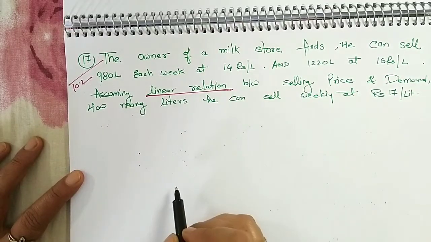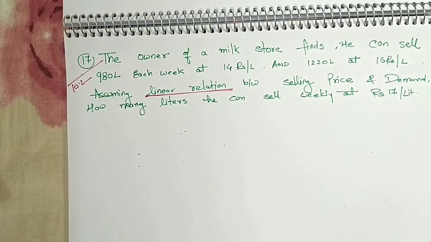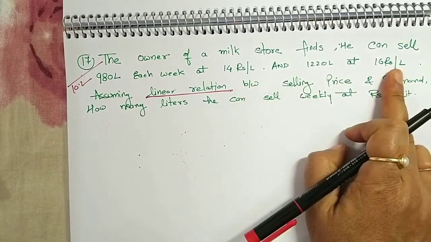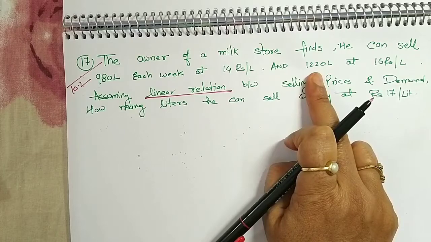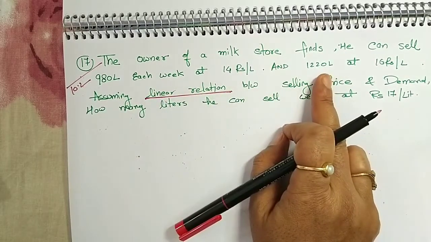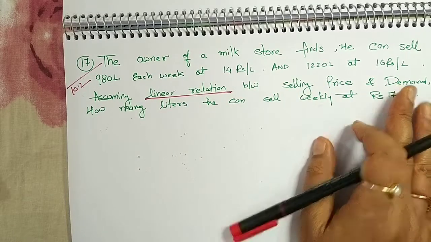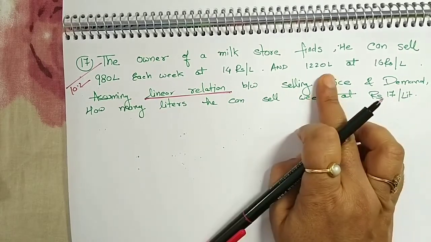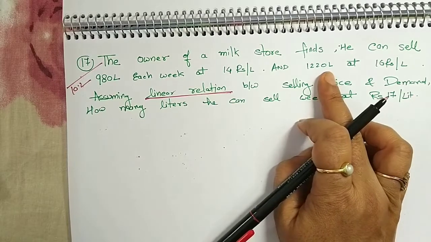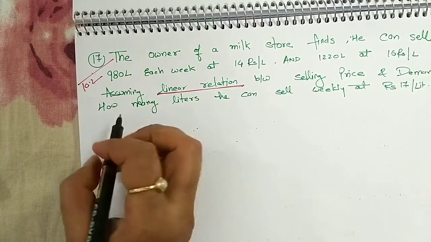Linear relationship means as the rate increases, the selling is increasing. As the rate decreases, the selling will decrease. So that is what they are saying: the selling price and the amount of milk he is selling have a linear relationship. So let me collect the data which is given.